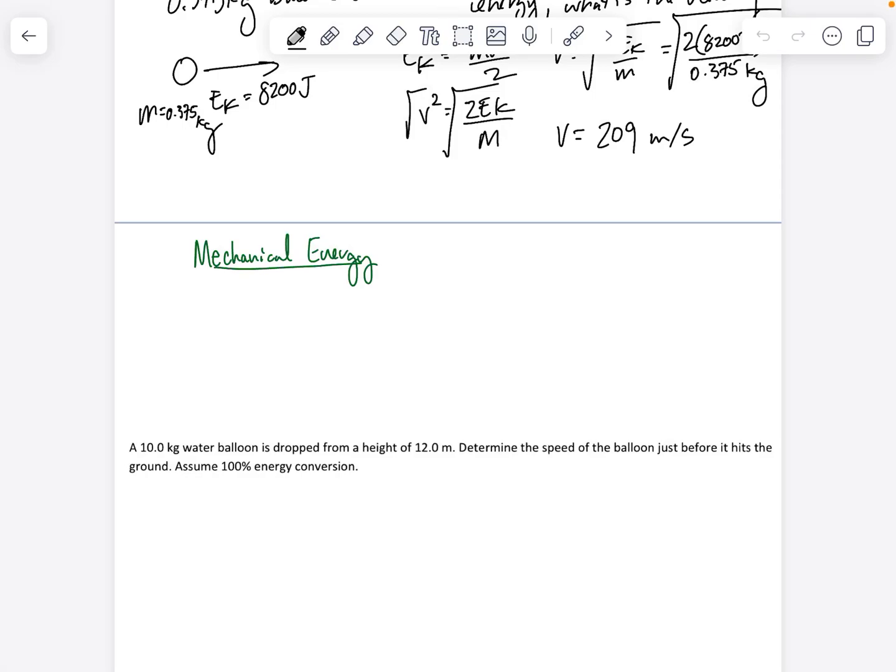In this video, we're going to look at mechanical energy. Now, mechanical energy is a really important idea, and it's the idea that the total amount of gravitational potential energy and kinetic energy is going to be the same at the beginning and at the end and in the middle of a system. So your formula is essentially mechanical energy equals potential energy plus kinetic energy.